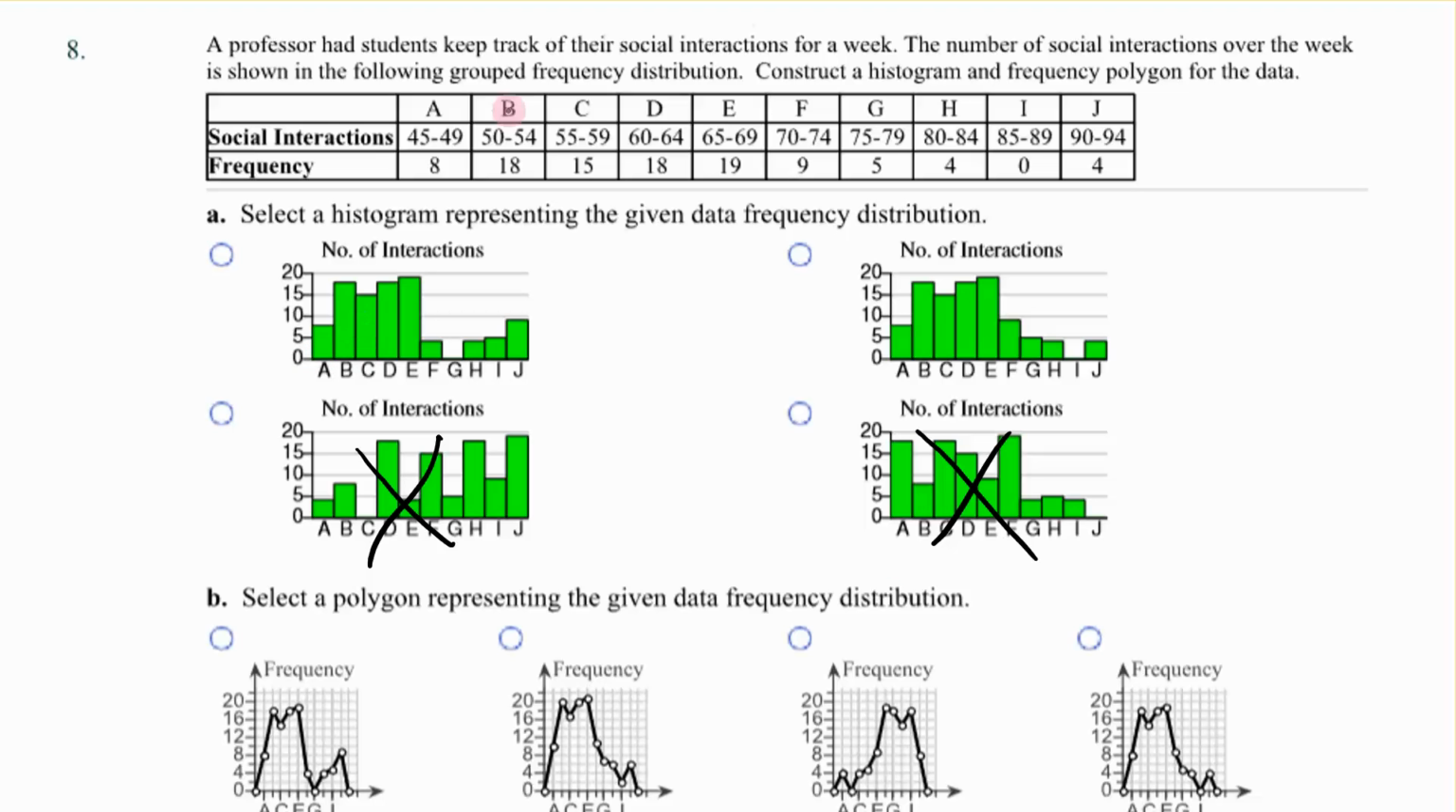All right. Let's look. B is 18. B, 18, that looks right. B, 18, yes, that looks right. Where do they differ? That's where I'm going to go. Let's go to Class G. Class G is 5. G, they don't have anything. It cannot be this one. Is G 5? Yes. Is I 0? Yes. So I will choose this one.